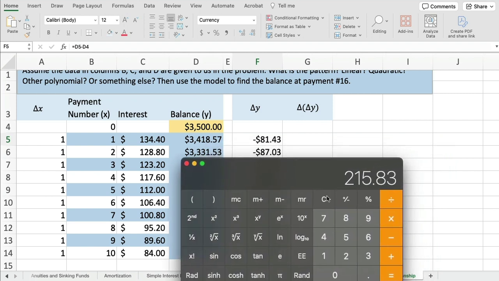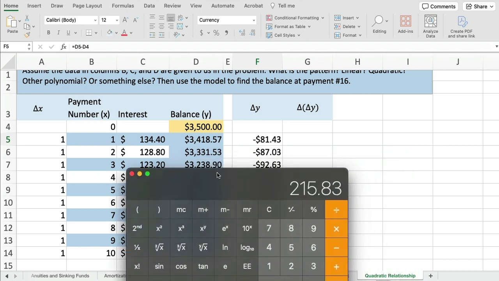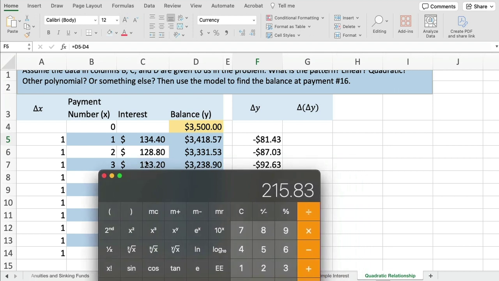And by the way, you should get the same number if we jump down to the next row and we do 87.03 and we add to that 128.80. Again, it's $215.83. So in any of these rows, the interest amount plus the delta y there should equal $215.83, provided that you change your delta y number to a positive number.